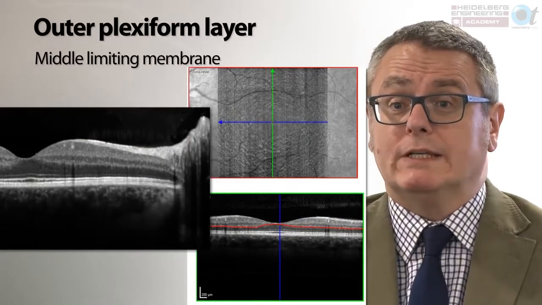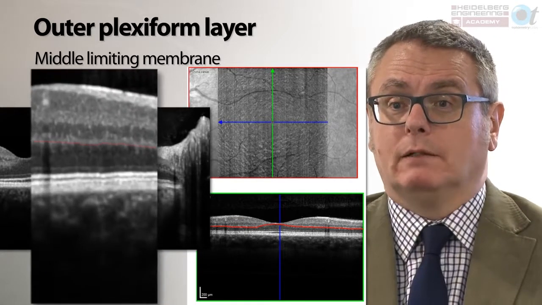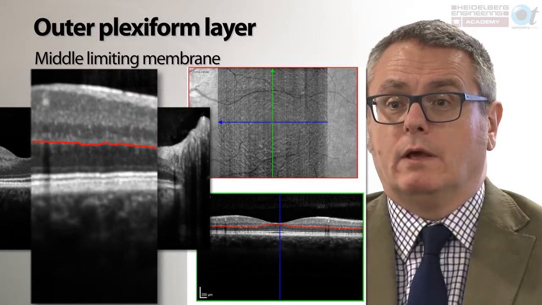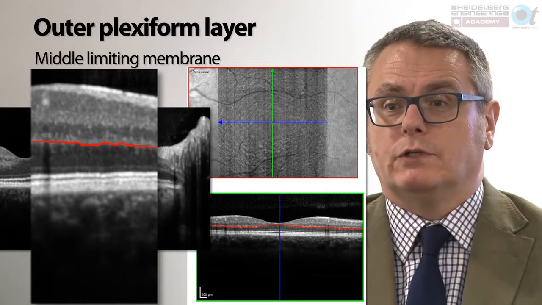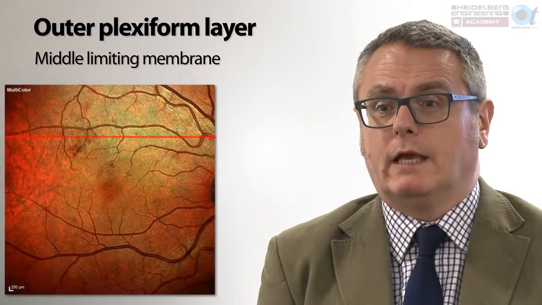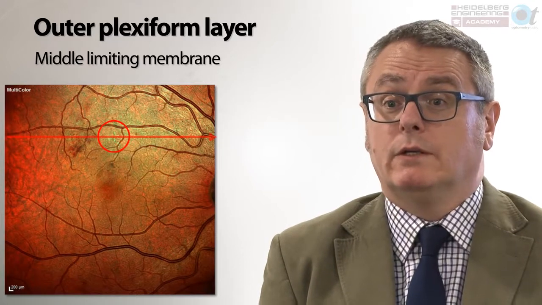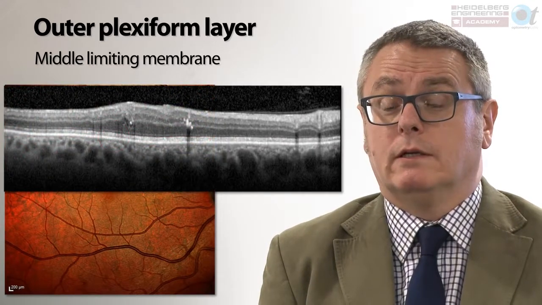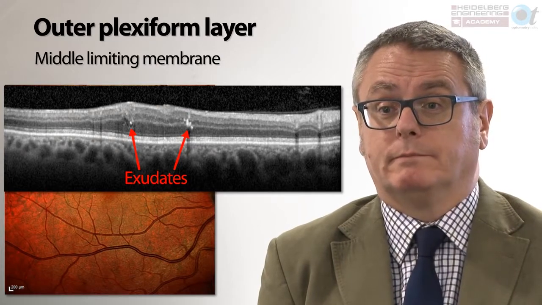Another important structure is the outer plexiform layer of the eye, as this forms a middle limiting membrane. Again, exudate will not pass beyond the position of the middle limiting membrane. And again, looking closely at this high magnification OCT cross-section, you can see the OCT shows exudate at the level of the outer plexiform layer.